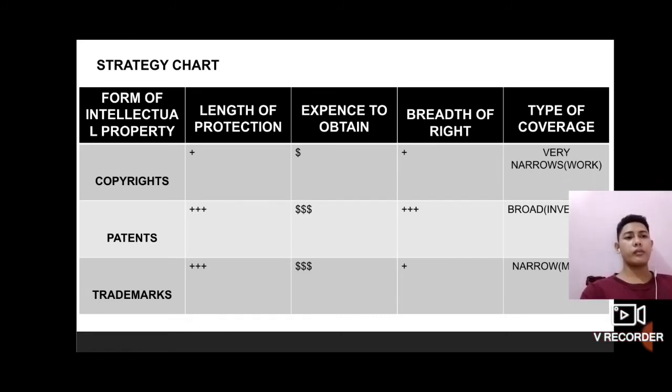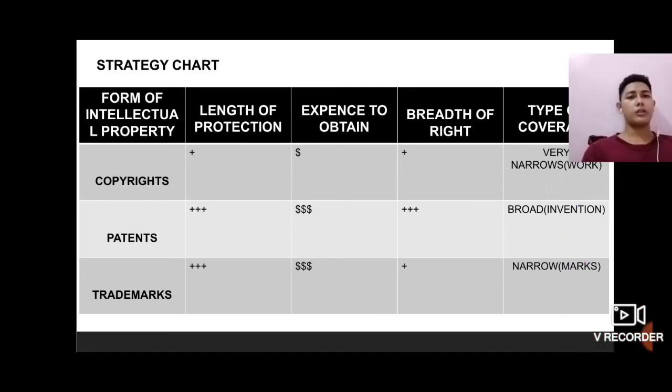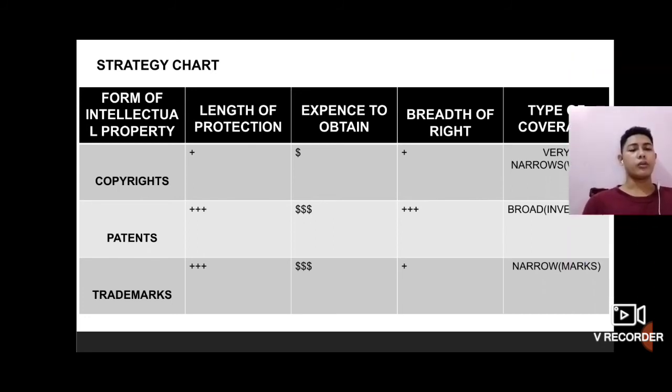And we have the strategy chart, by form of intellectual property. Copyright: the length of protection is low, expense to obtain is low, the width of right is low, and the type of coverage is very narrow, covering works. Patent has very high protection, is very expensive to obtain, has a high width of right, and the type of coverage is broad, covering inventions. And trademark has a high length of protection and high expense to obtain but low width of right, and the type of coverage is narrow, covering marks.